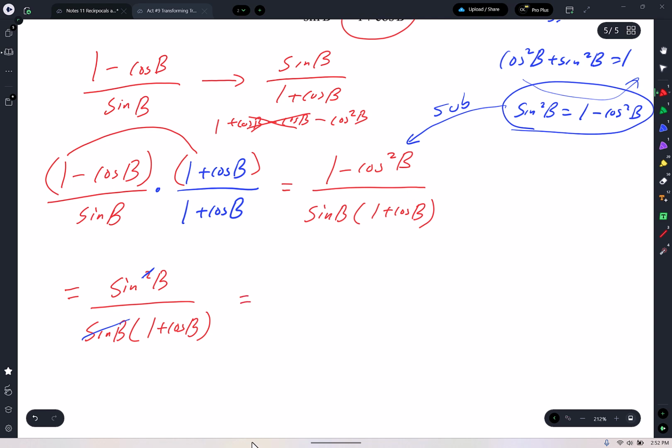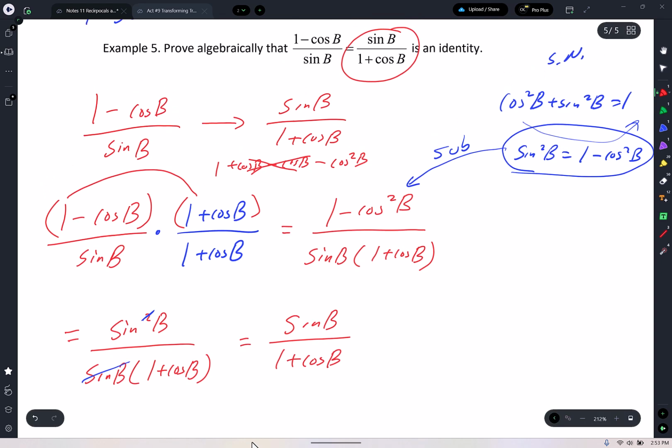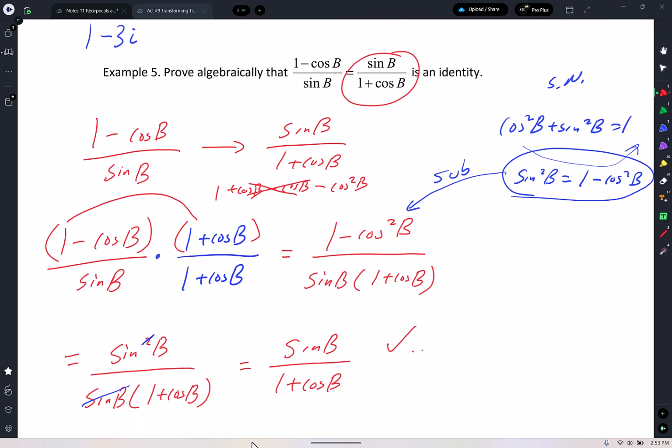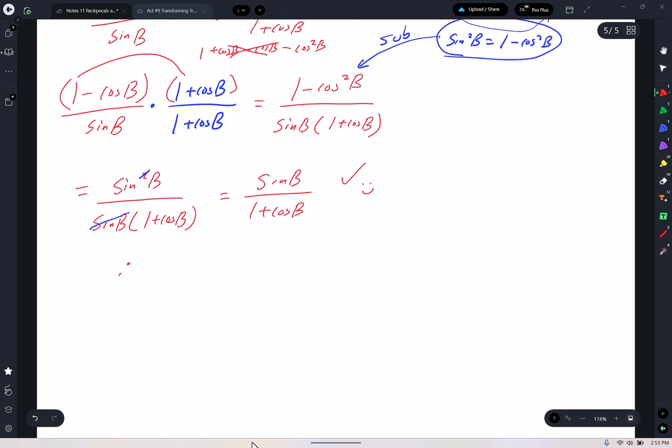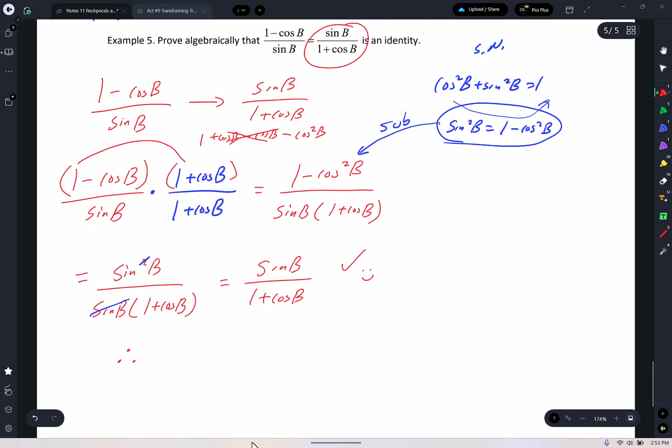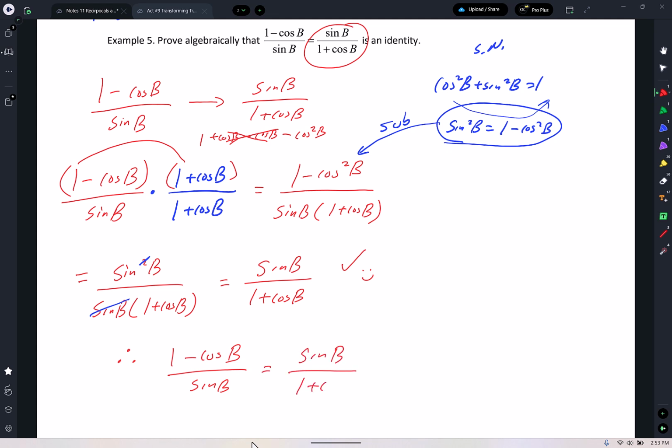So now I just have sine B over 1 plus cosine B. Is that what they had on the right-hand side? There it is. Happy face. And we're going to put three little dots in a triangle and say 1 minus cosine B over sine B does in fact equal sine B over 1 plus cosine B.